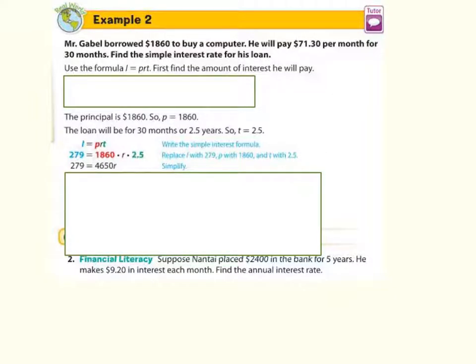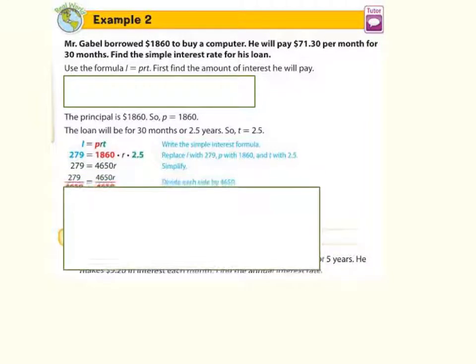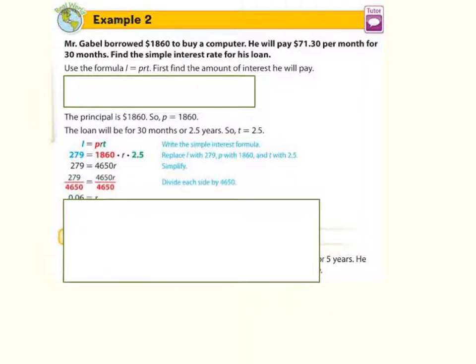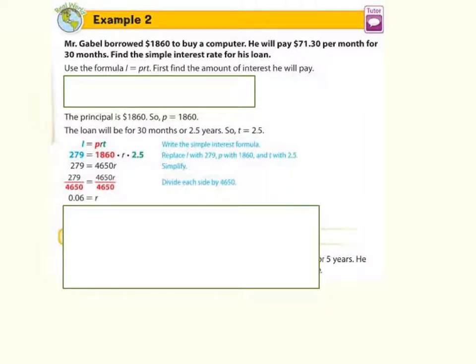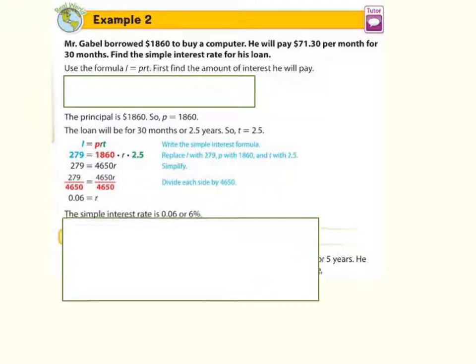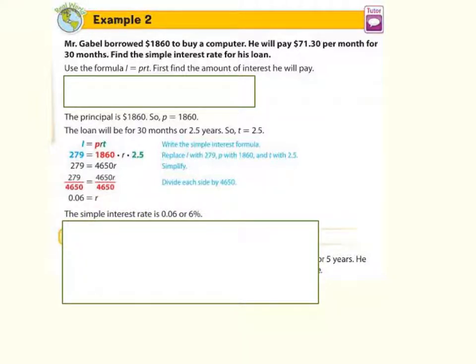Simplify as far as you can, so that 1,860 times 2.5 gives you 4,650. Notice how R is still R. So now all we have to do is divide. Once you divide, that gives you a decimal. That decimal is your rate. So now just turn that decimal back into a percent by multiplying it by 100.